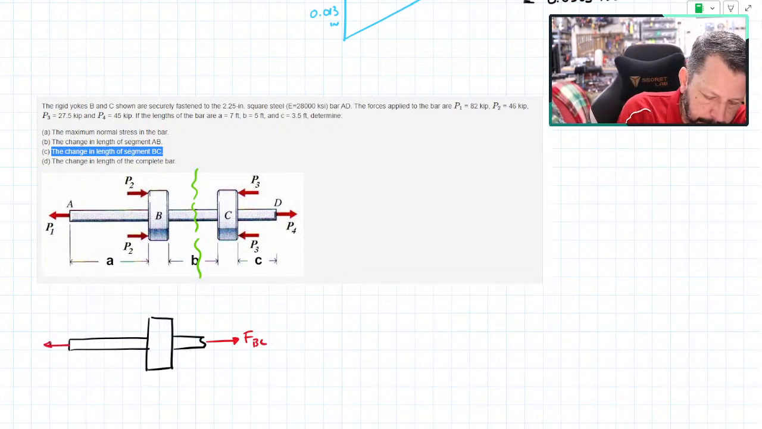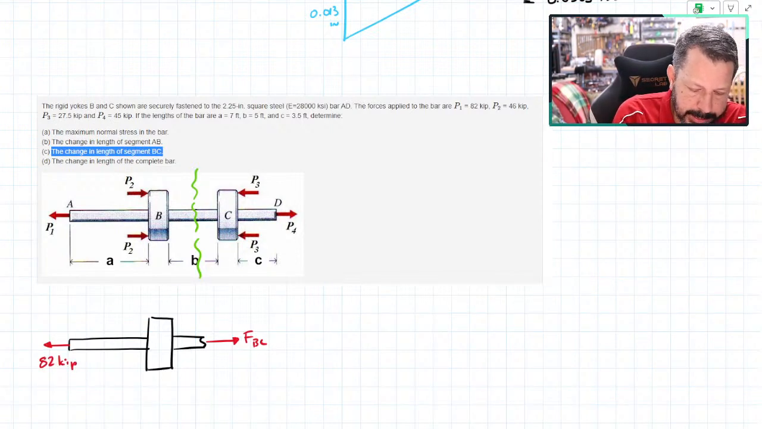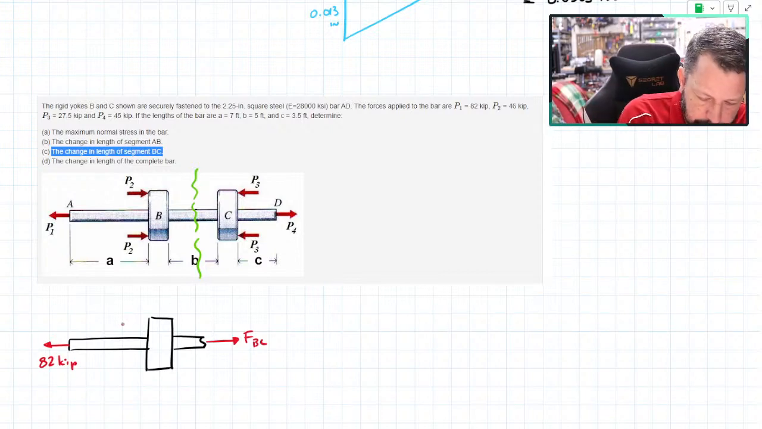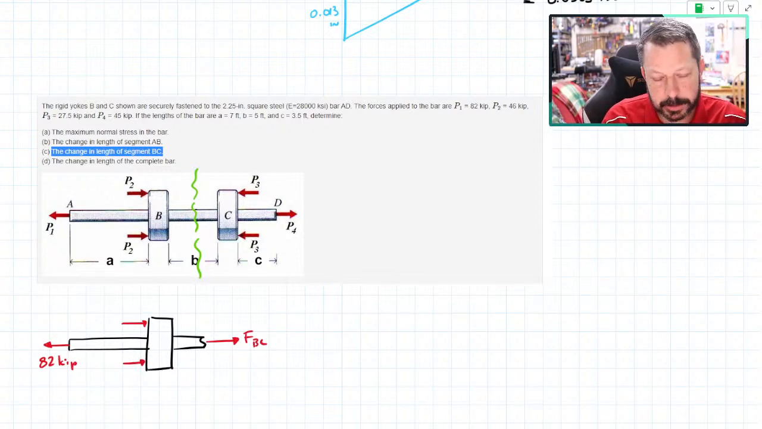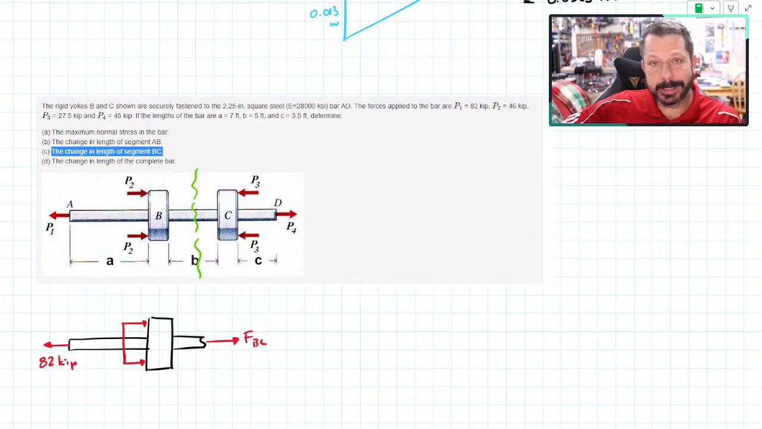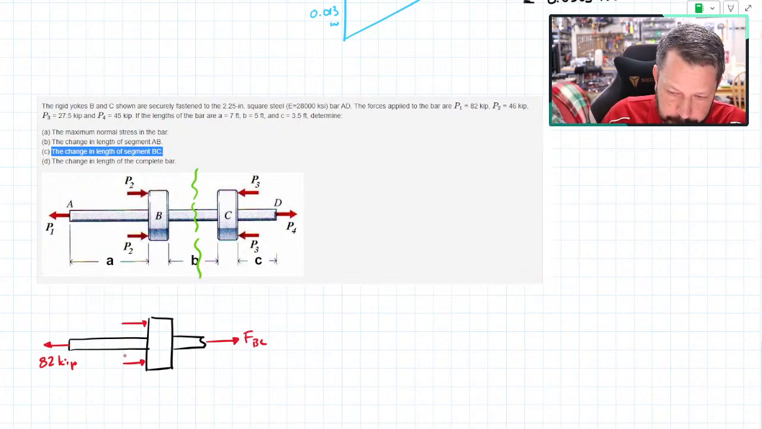P1 is 82 kips. Remember, a kip is 1,000 pounds, so that's 82,000 pounds. I have two separate values here for P2, so that's two separate forces. Sometimes you might have these two connected together. If they're connected, then that's a single force of whatever value, but these are not connected. These are two independent forces, each of which are 46 kips.